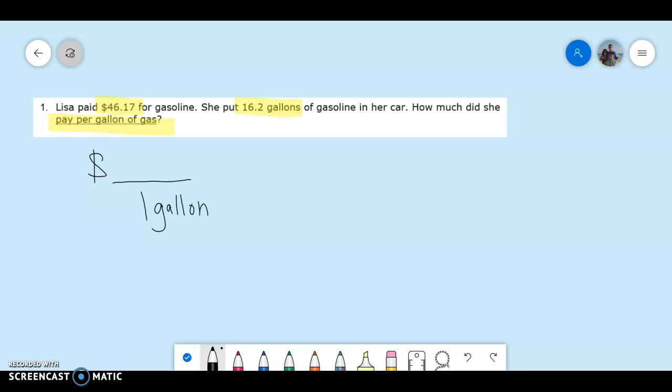Okay? Well, I don't know how much she paid for 1 gallon. What I do know is how much she paid for 16 2/10 gallons. So it would look like this. $46.17 over 16 2/10 gallons.